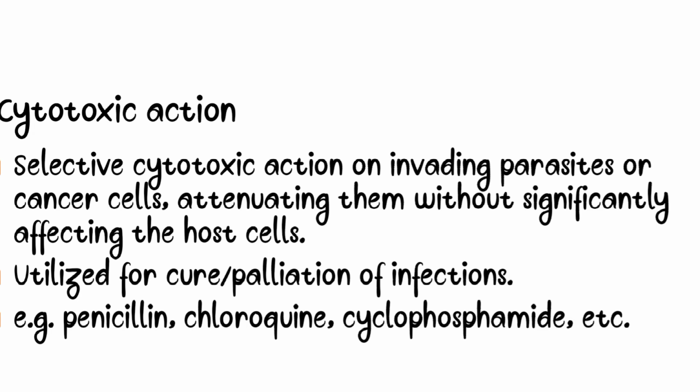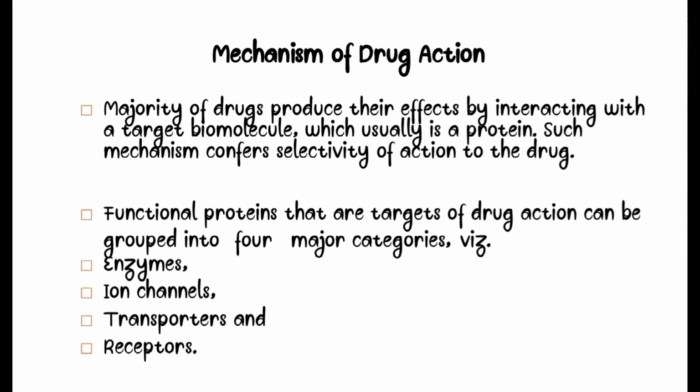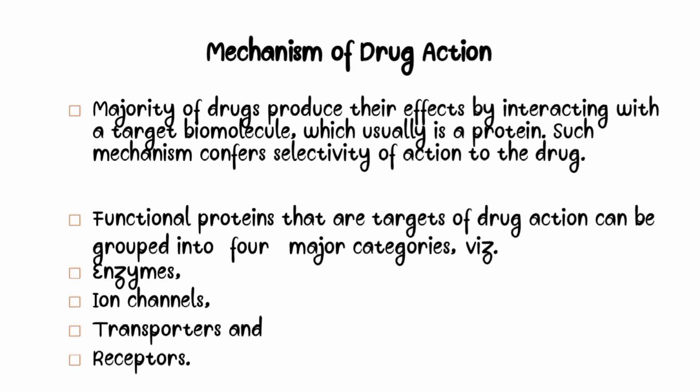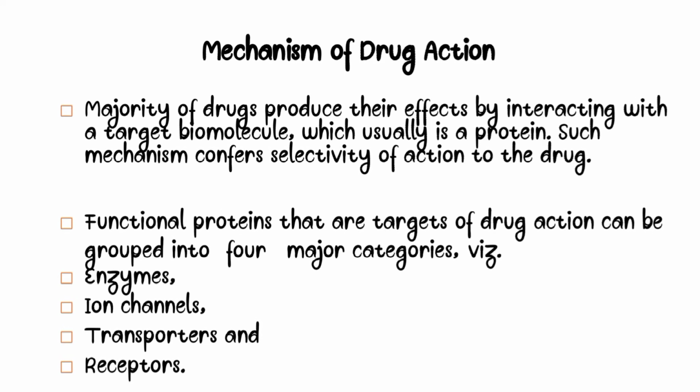Mechanism of drug action. The majority of drugs produce their effects by interacting with a target biomolecule, which usually is a protein. Such a mechanism confers selectivity of action to the drug. Functional proteins that are the targets of drug action can be grouped into four main categories: enzymes, ion channels, transporters, and receptors.